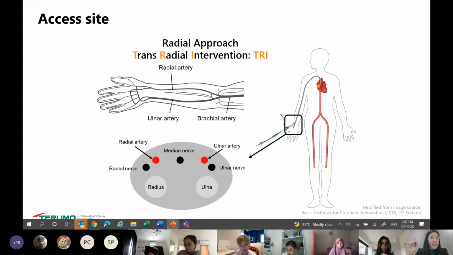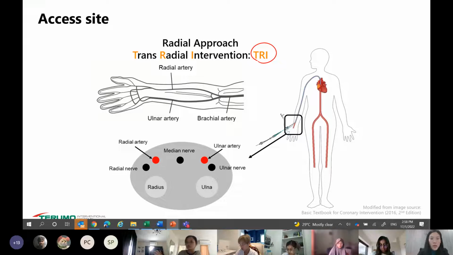And access site at the arm is called the transradial intervention, so TRI. This is an alternate access site which is gaining a lot of popularity recently because, as you saw, the patient can move around much quicker after the procedure.